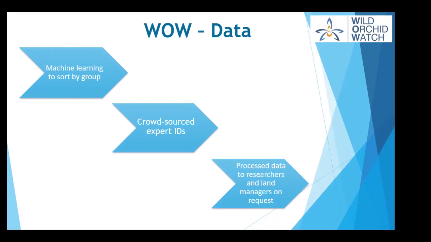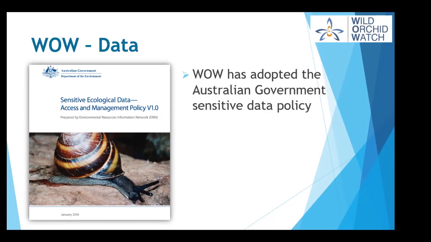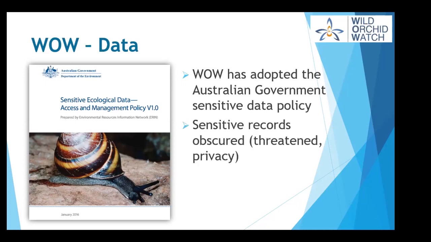And as I keep saying, researchers and land managers are able to use that data further down the track. Now, the sensitivity, we keep coming back to that because everyone keeps bringing it up. So in working out how we were going to deal with sensitivity, the Australian government has a sensitivity data policy, which is what we've used. So as I've said, records are obscured and there's privacy.